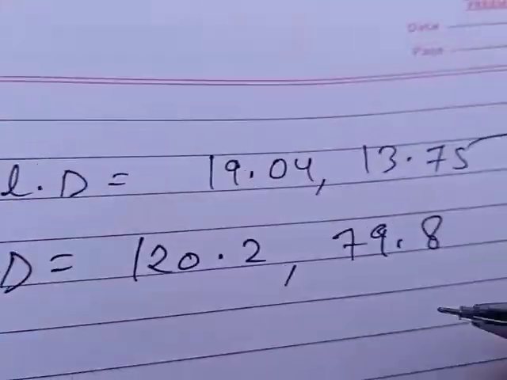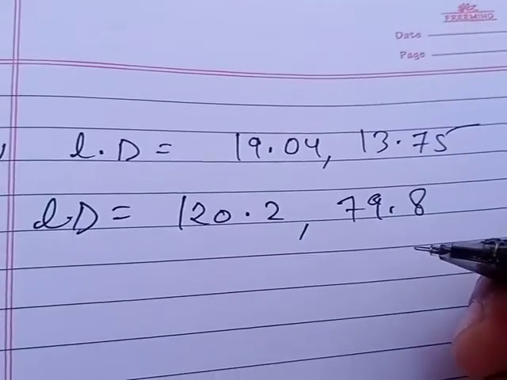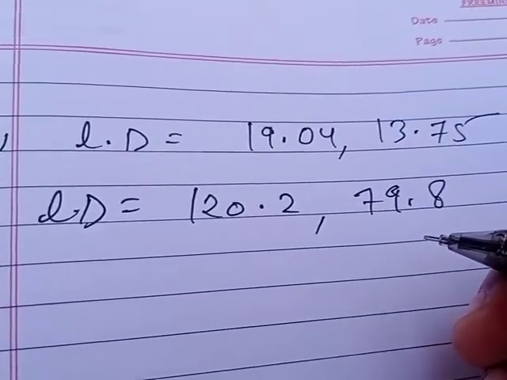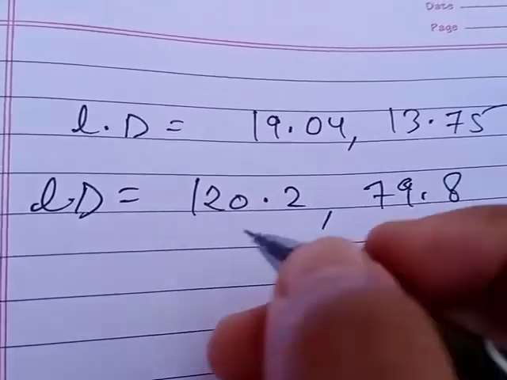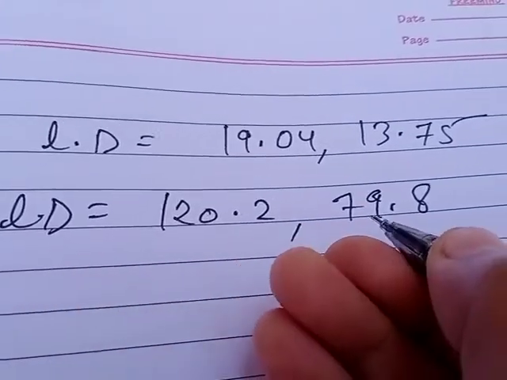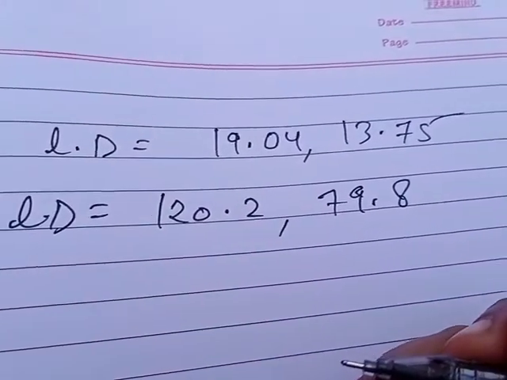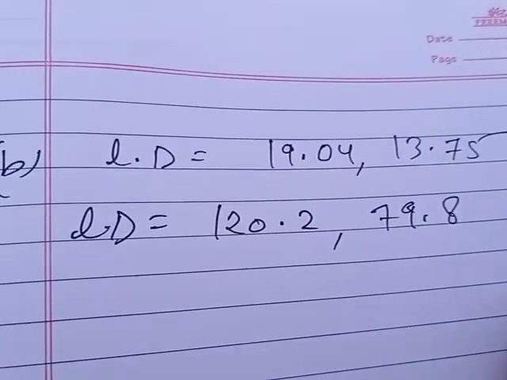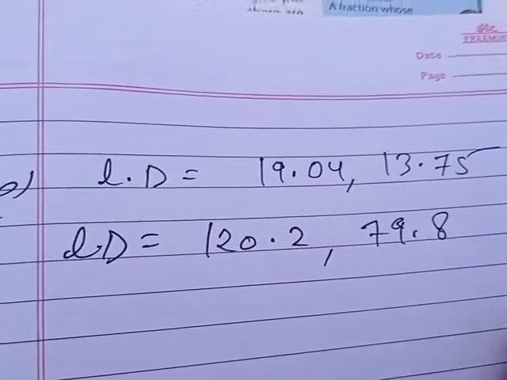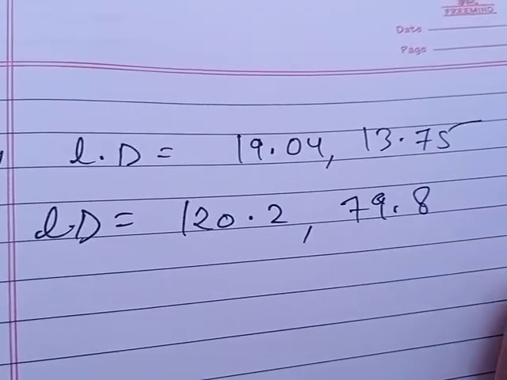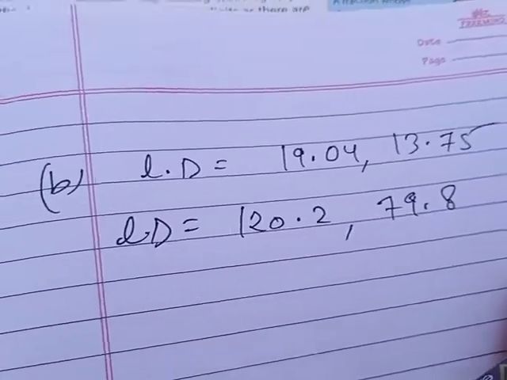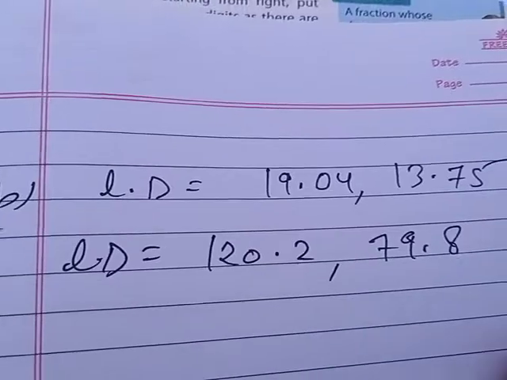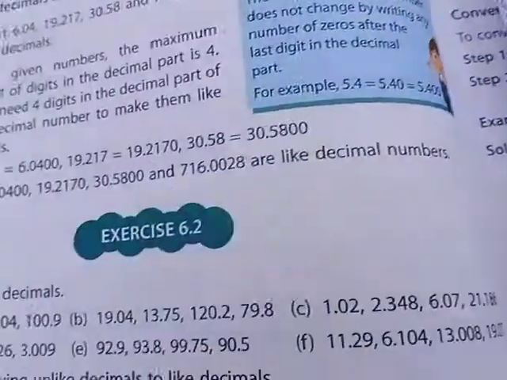Clear? Like this. Keep in mind, before the decimal it could be anything. Don't get confused that before the decimal here it is 3 digits and here it is 2, then why is it like. Before the decimal, no need to see. For seeing like decimals, we need to see how many digits there are after the decimal. If the numbers have equal digits, then they are like, otherwise they are unlike.